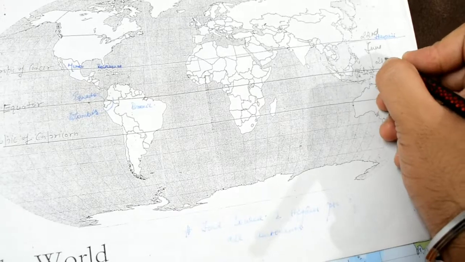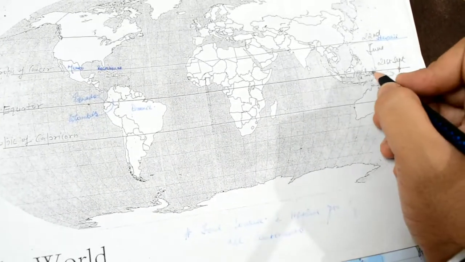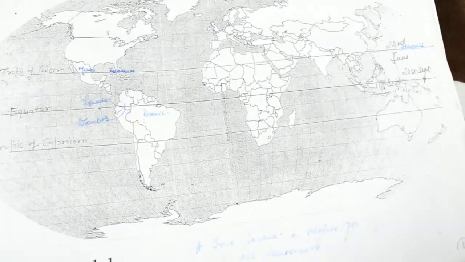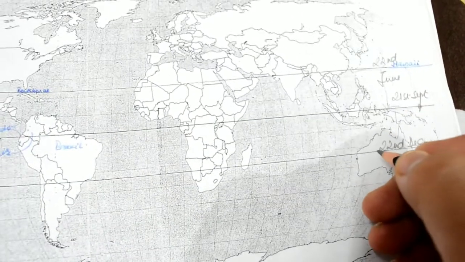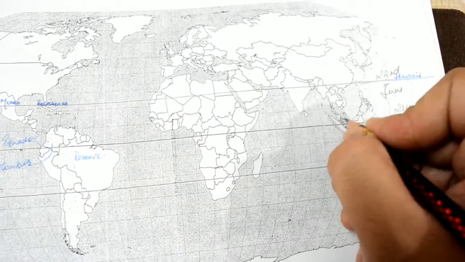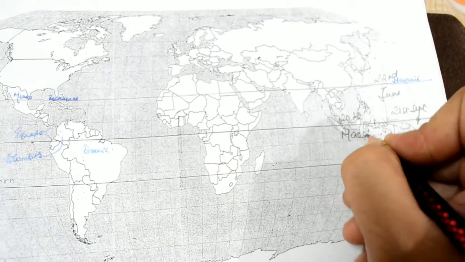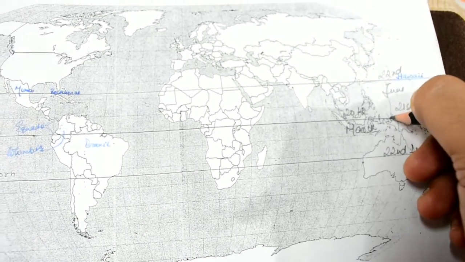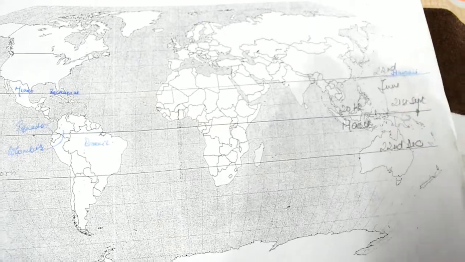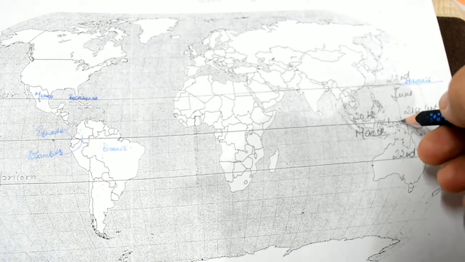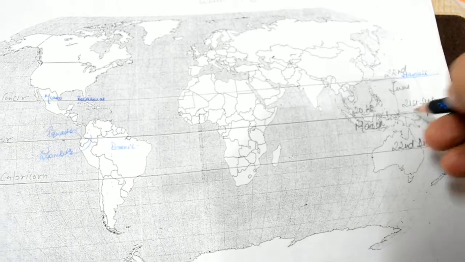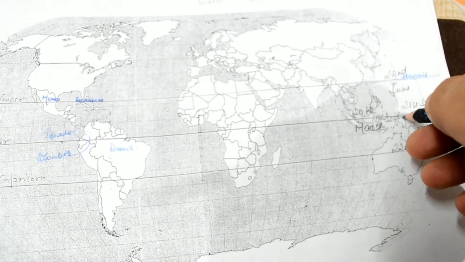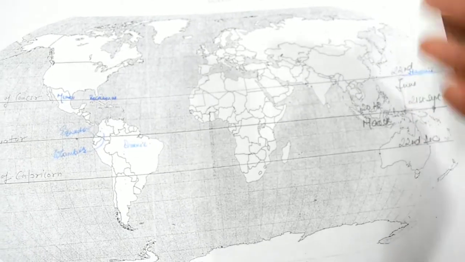On the 21st of September, it will again come back to the equator, and by the 22nd of December, the sun will be on the Tropic of Capricorn. Again by 20th of March, the sun will be back on the equator, and by 22nd of June it will again move to the Tropic of Cancer. So this is the apparent movement of the sun from the equator to the Tropic of Cancer, back to the equator, then to the Tropic of Capricorn, and from the Tropic of Capricorn again back to the equator.